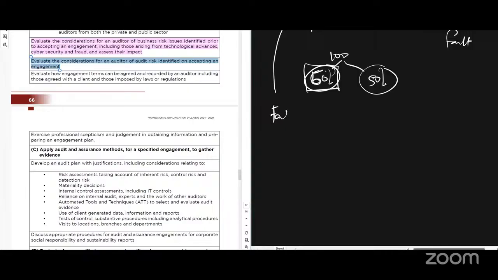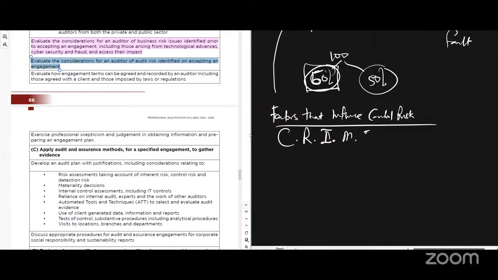And this control risk will happen if some factors are strong or weak. So what are the factors that influence control risk? These factors, remember our good friend CRIME. What did I say? Remember our good friend what? CRIME. So those who are doing the case study, be careful with this thing. Okay, it's still the same thing.